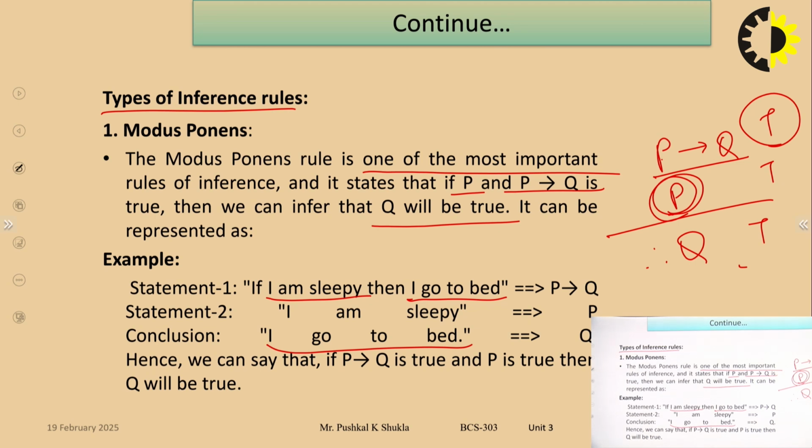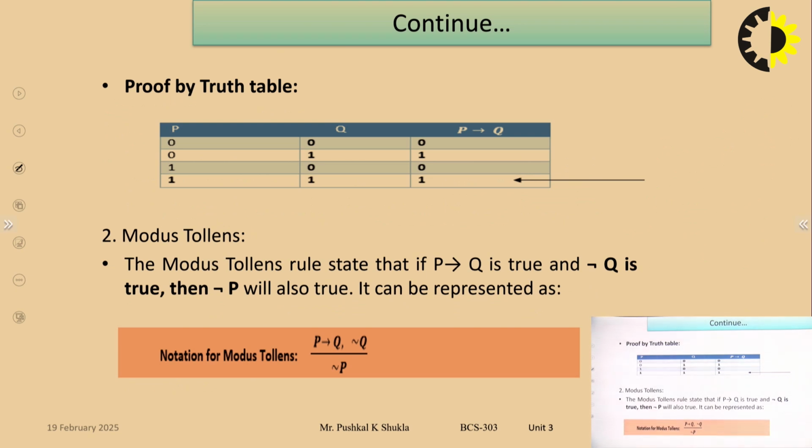Modus ponens tells us that if P imply Q is true and P is true, then we can infer from both statements that Q is also true. This is modus ponens. We can see here P imply Q is true and P is true, then Q is true. 1 indicates the true value.